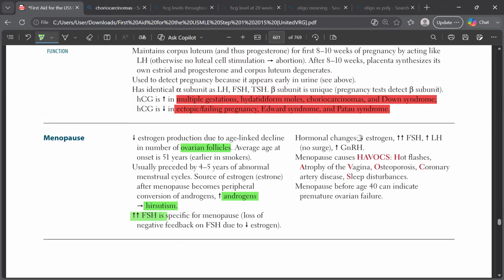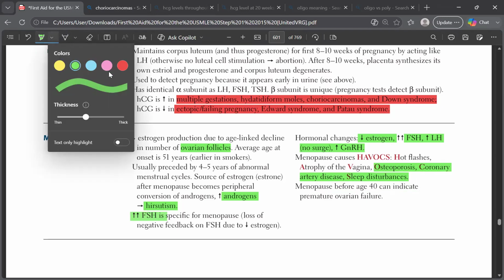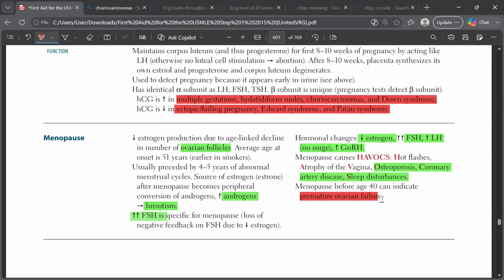Hormonal changes are that there is a decrease in estrogen, increase in FSH, increase in LH, but there's no surge, and there is increase in gonadotropin releasing hormone. It causes HAVICS, which are hot flashes, atrophy of the vagina, osteoporosis, coronary artery disease, and sleep disturbances. Menopause before age 40 can indicate premature ovarian failure. This is also particularly high yield, that menopause before age 40 can indicate premature ovarian failure.